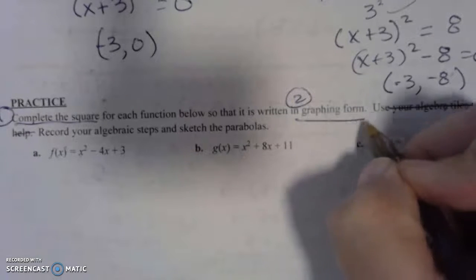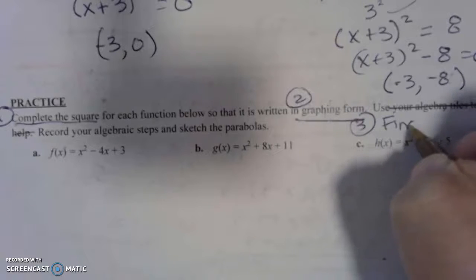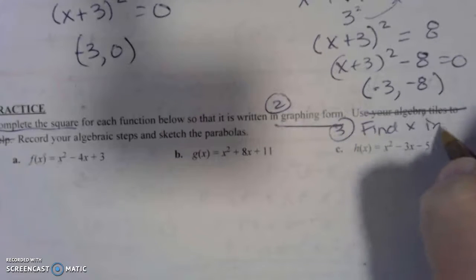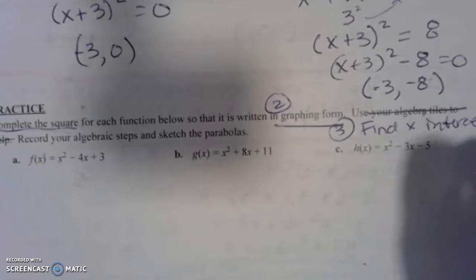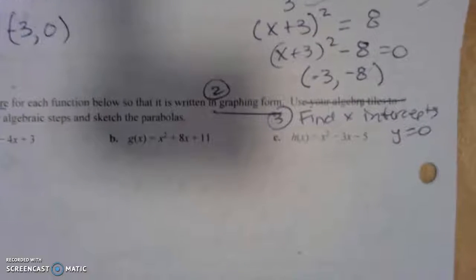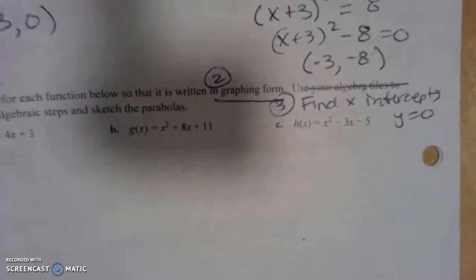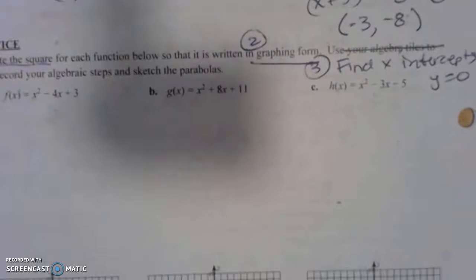The hint, or like part 3, is going to be find the x-intercepts. And you do that by setting y equal to 0. Okay, so do these 3. Graph them here, and also remember you can go to Desmos for help with graphing.